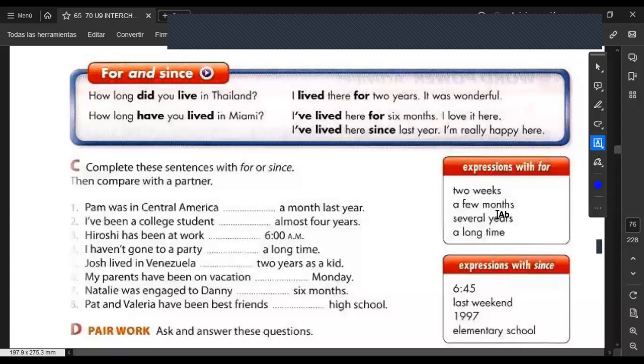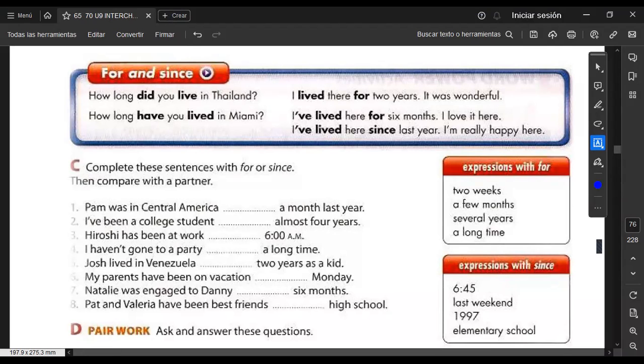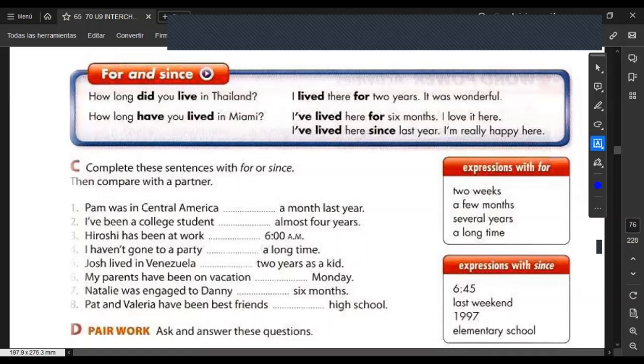Page 66, exercise 5, grammar focus. Present perfect versus simple past. Use the present perfect for an indefinite time in the past. Use the simple past for a specific event in the past. It's not that one. Okay, give me a second. Okay, ahorita, for and since.